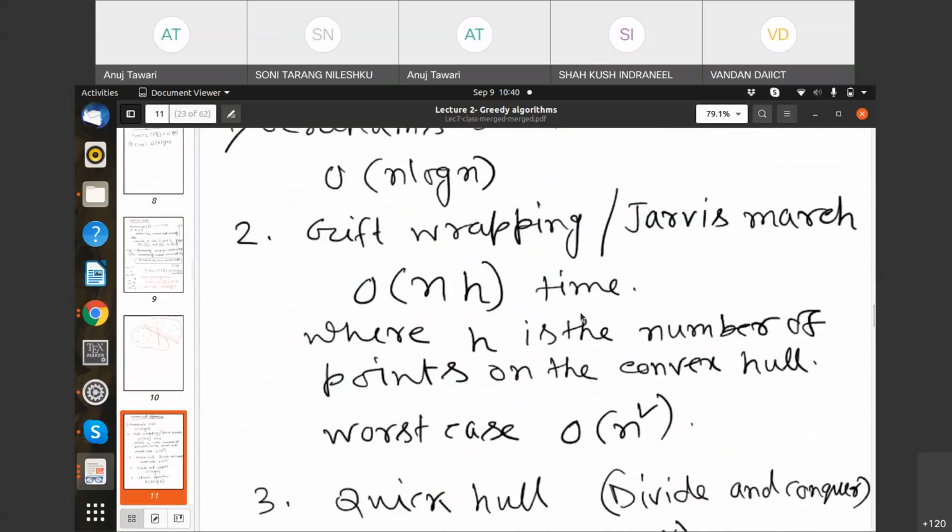So big O of n times h, where h is the number of points on the convex hull. So this is better than n log n in certain cases. If the convex hull has few sides, less than log n, then you'll prefer this algorithm. But if the convex hull has many points, what is the worst case time complexity? All n vertices can be a vertex of the convex hull, right? So the worst case will be n squared.